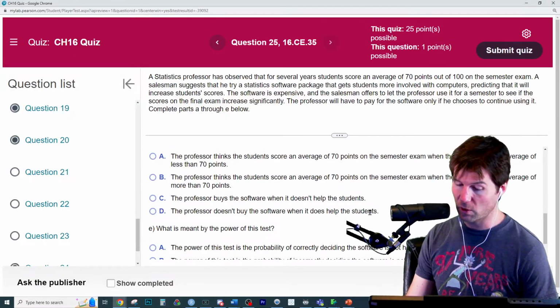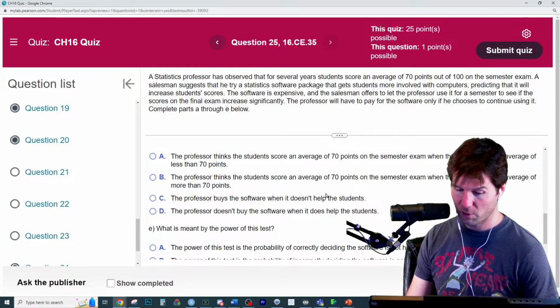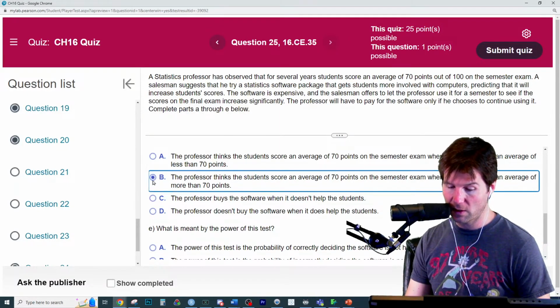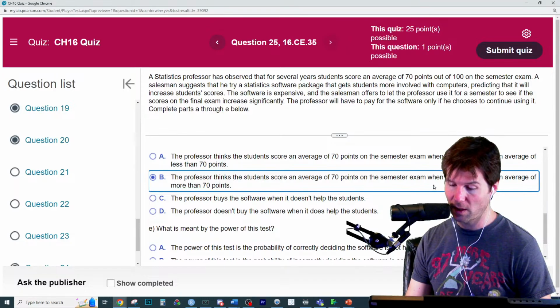The professor thinks that the students score an average of 70 on the semester exam when they really score an average of more than 70 points.